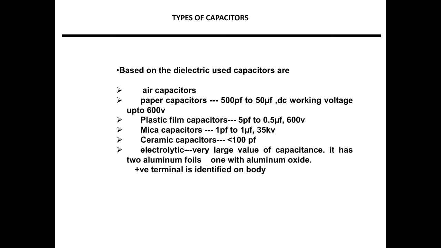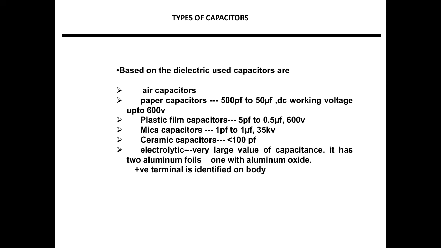Coming to the plastic film capacitors, they are manufactured in the range of 5 picofarads to 0.5 microfarads, and its DC working voltage is again 600 volts. So plastic film is used in place of paper between the two charged plates. That is a plastic film capacitor.